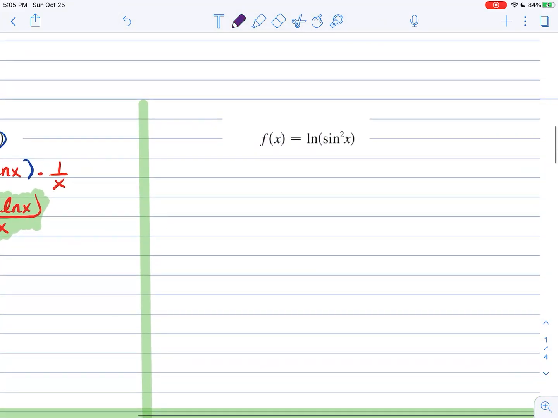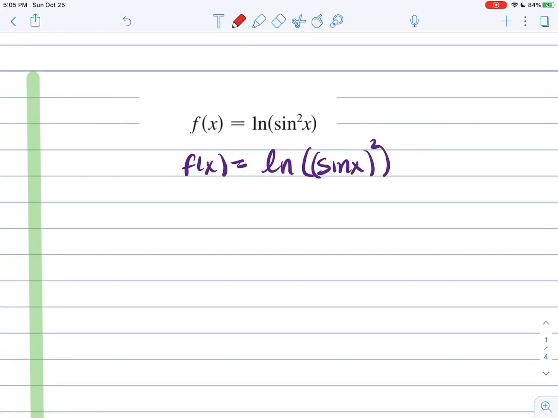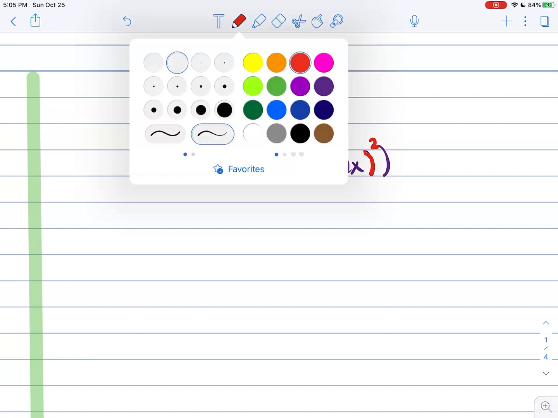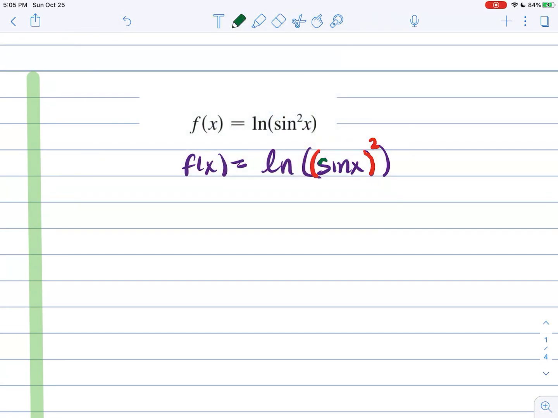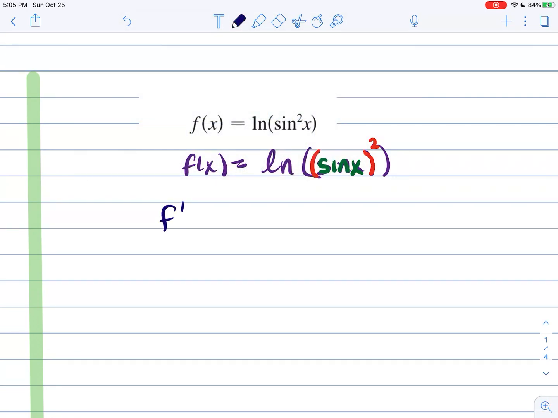F of x equal to ln of sine squared x, that is equivalent to ln of sine x squared. So we really have two chains, right? Our outside function being ln of x, our inside function being another chain. So we would have an ln of sine x squared, and then our inside would be sine x.